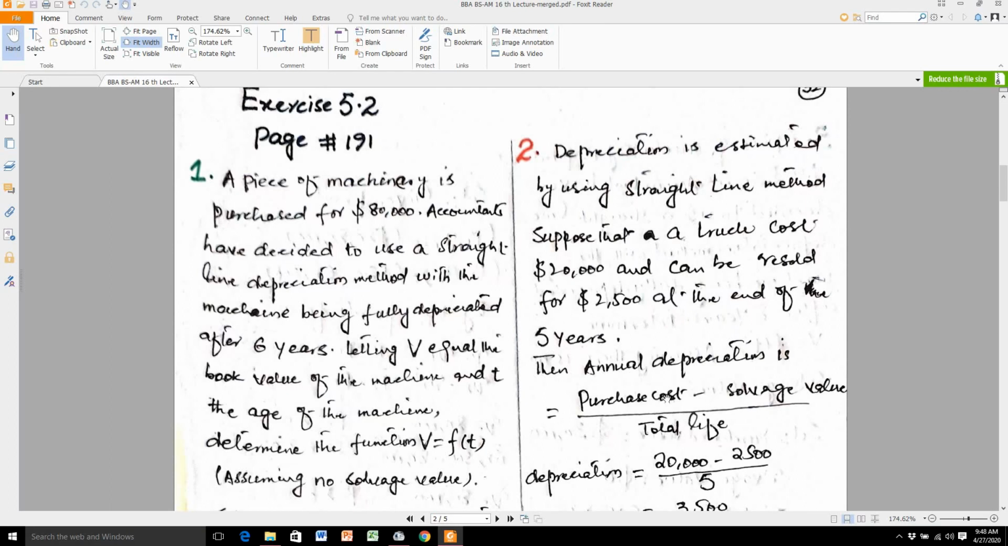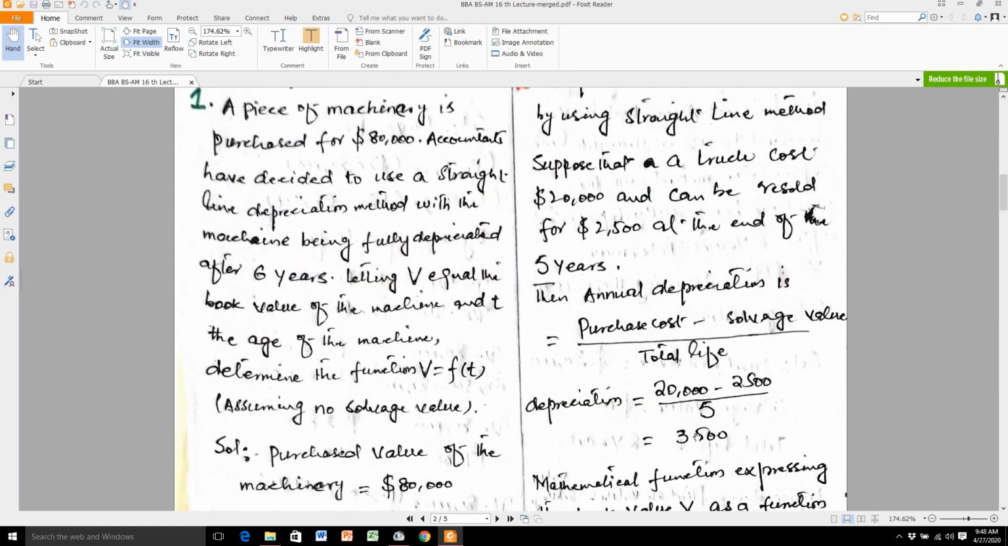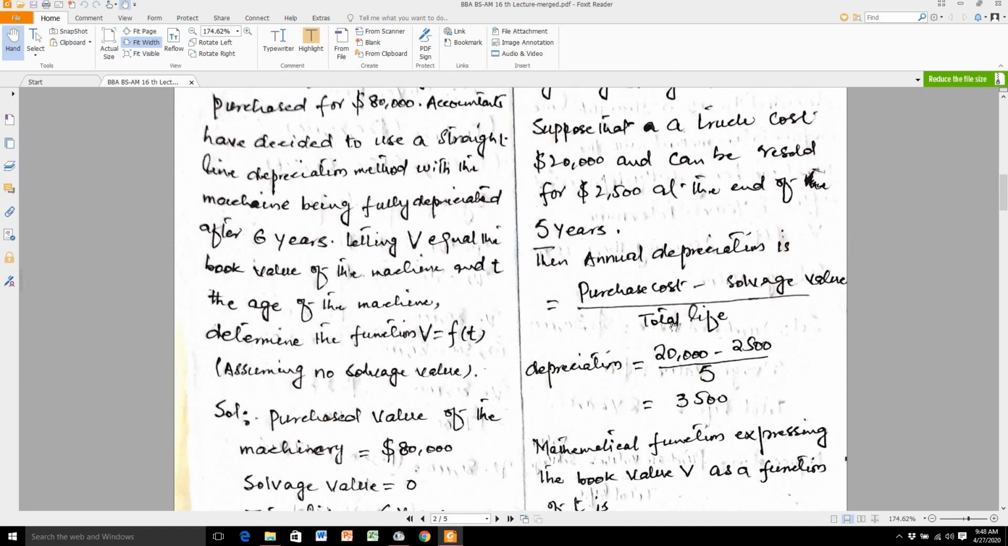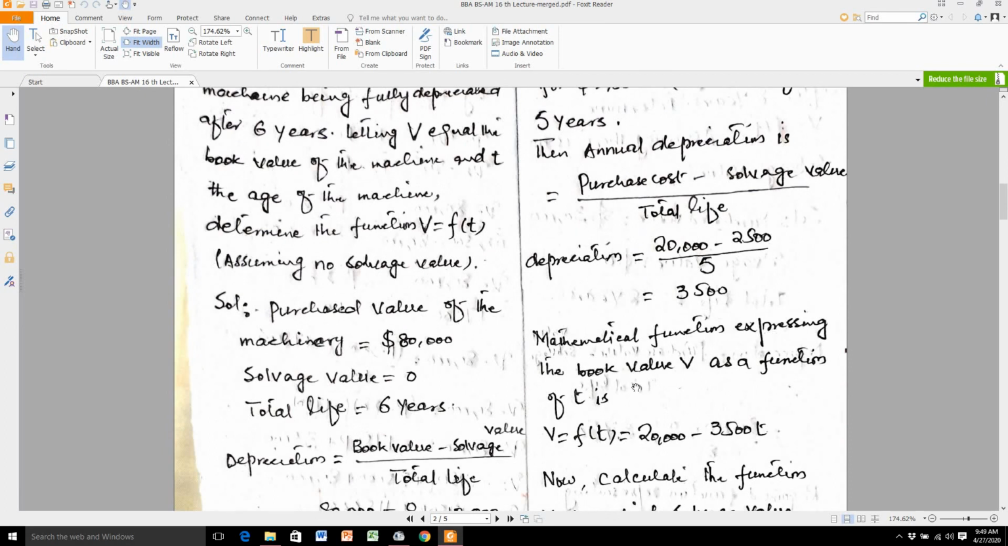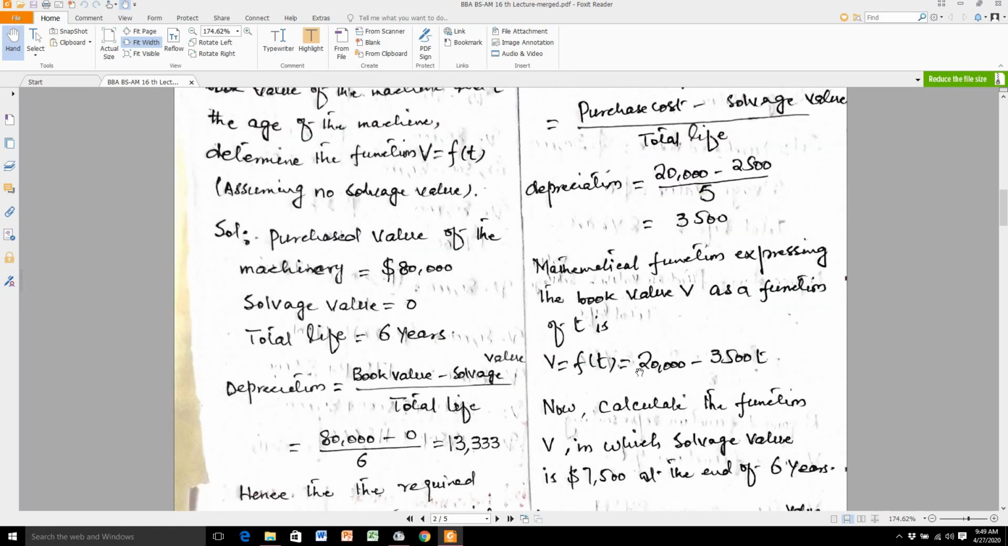Depreciation is equal to purchase cost minus salvage value divided by the total life. Here the total purchase cost is 20,000 minus the salvage value of 2,500, divided by the total life, that is 5. When you subtract 2,500 from 20,000 and divide the remainder by 5, you get 3,500. This is the value of the depreciation which we use every year. So the mathematical function expressing the book value V as a function of t is V is equal to f of t is equal to 20,000 minus 3,500 into t.